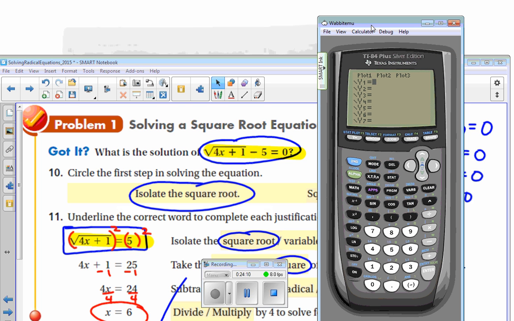Okay? So I'm going to say the square root of 4x plus 1. That's all that's underneath my radical, so I'm going to arrow out of it, minus 5. Where am I looking for the solution? What does it equal in the equation? So if it equals 0, what am I looking for on the graph? A straight line. No. On the graph. I'm looking for the x-intercepts. When y equals 0. So let's go ahead and make sure we zoom standard so we get a really pretty picture.